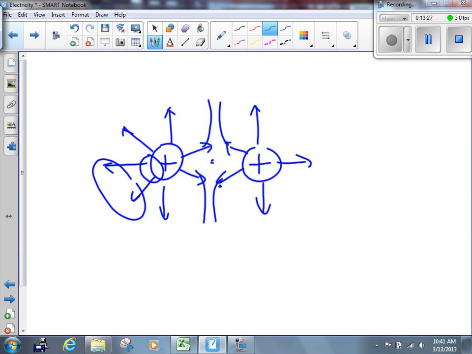Hey, I got a quick question for you. If I was to put a negative charge right there, where would it go? Ashton? Go towards it like this?